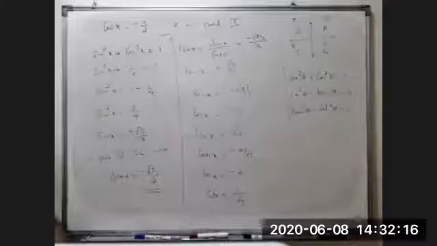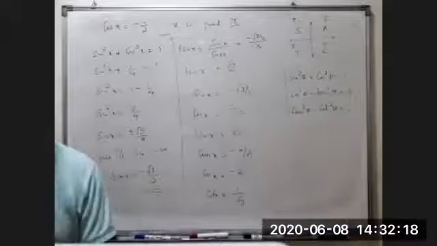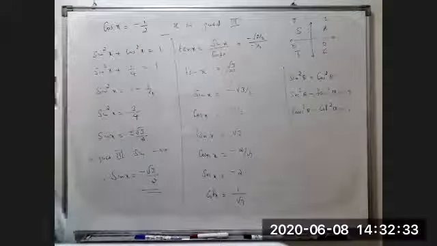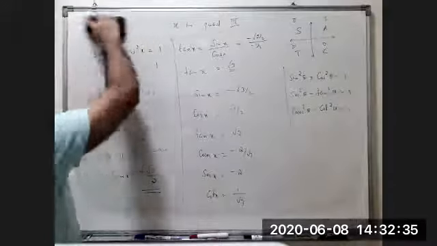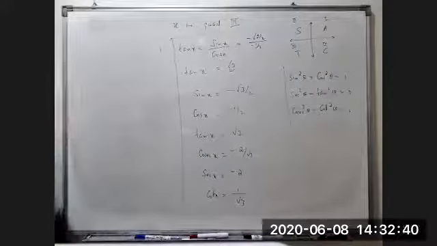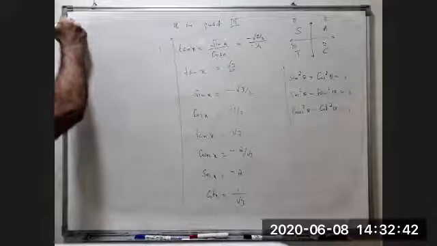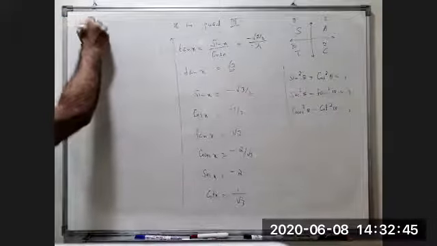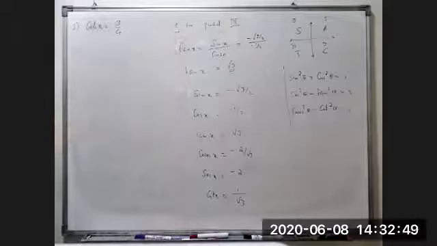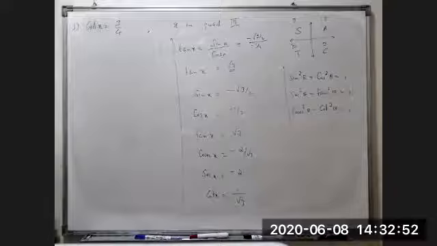Question number 2 is homework, it is sin x. We'll do question number 3. Question number 3 is cot x is 3 by 4. Again, x is in quadrant 3.